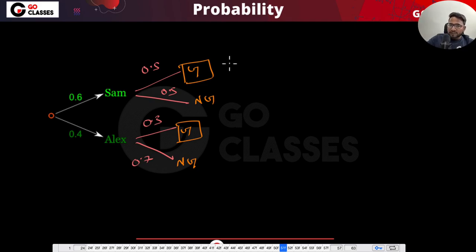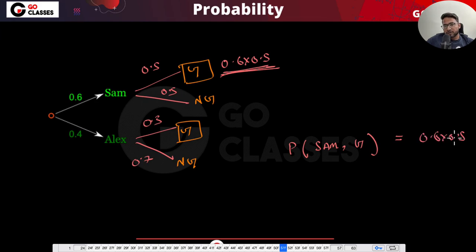Okay, so let me write one probability here, 0.6 into 0.5. Can you guess what this probability is? This is the probability of Sam being coach and you being goalkeeper, right? First Sam is chosen to be coach, and then you are goalkeeper. Basically it is 0.6 into 0.5. This is the probability that both of the events, Sam and goalkeeper, happen at the same time.